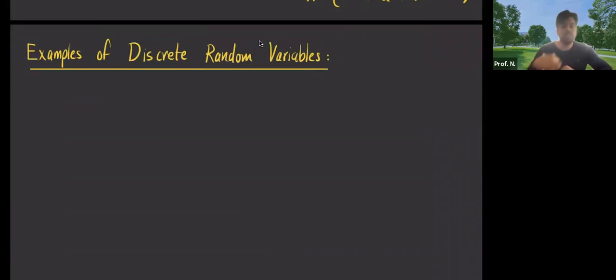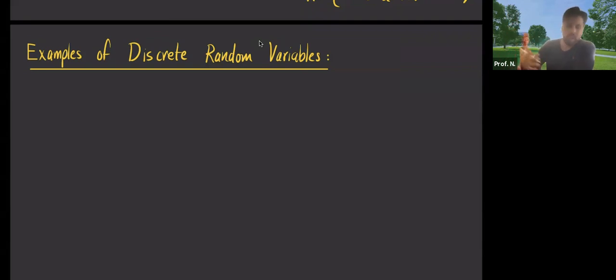So we'll be discussing two kinds. We'll be discussing two general categories of random variables. We'll be dealing with discrete random variables, and there are several different types of those. And then we have continuous random variables, and we have different types of those.